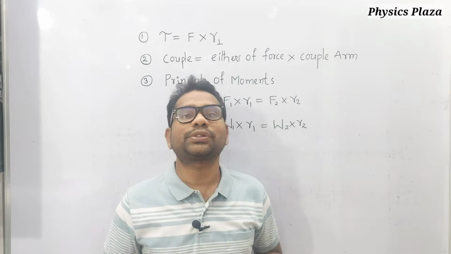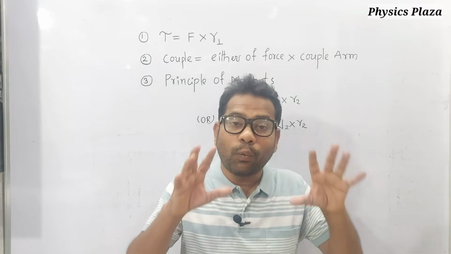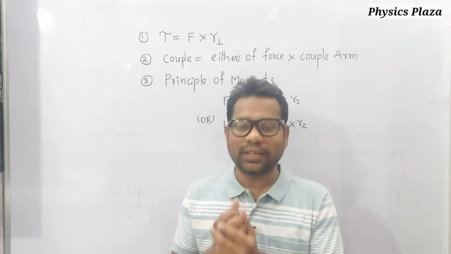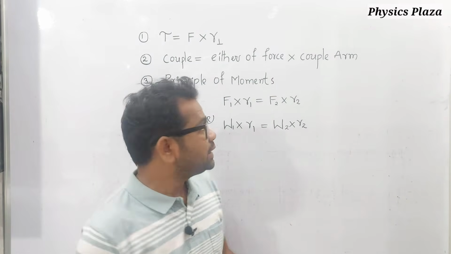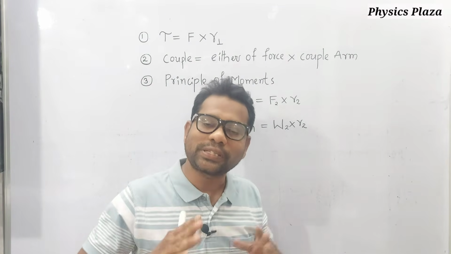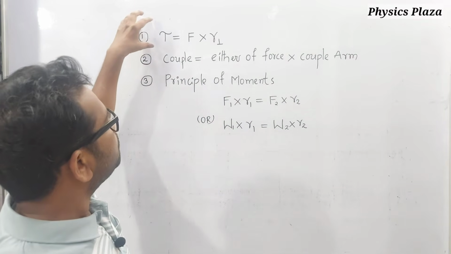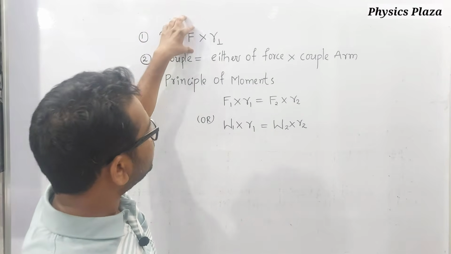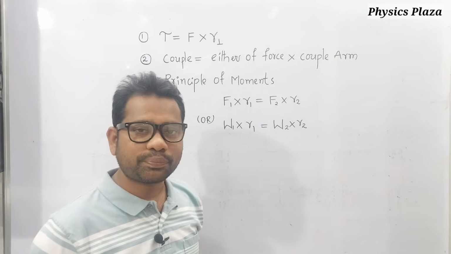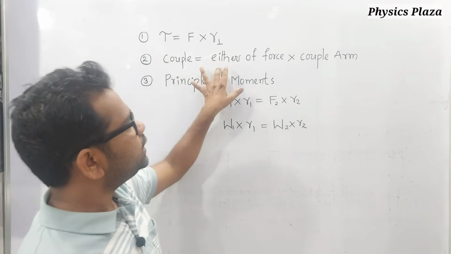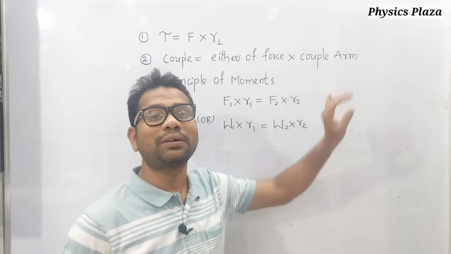But children, before starting the numericals, let us see what formulas are very important to solve them. So children, these 3 formulas we should remember so that we can do any type of numerical from this chapter. The first one is moment of force. Moment of force is equal to force into perpendicular distance. And the second formula is couple. Couple is equal to force into couple arm.